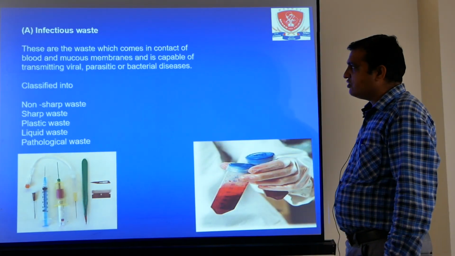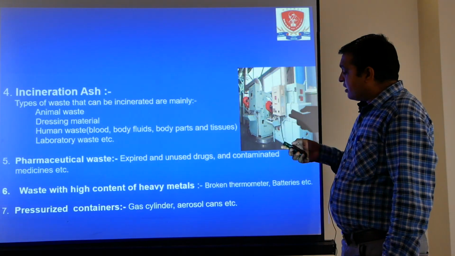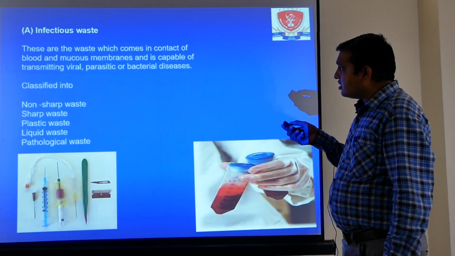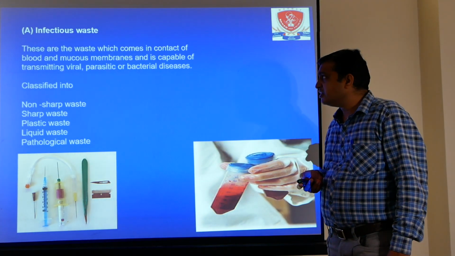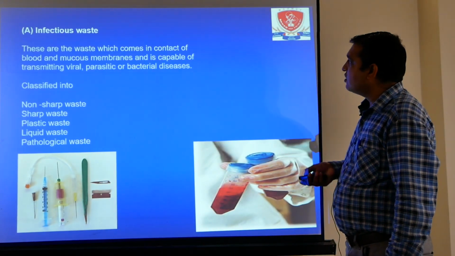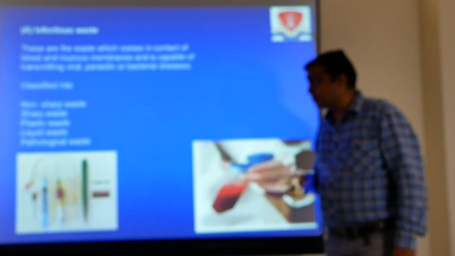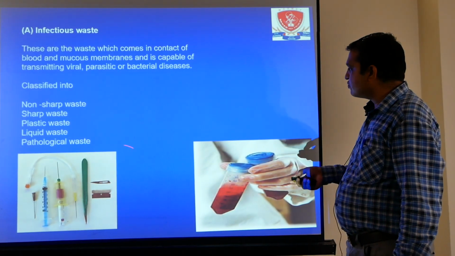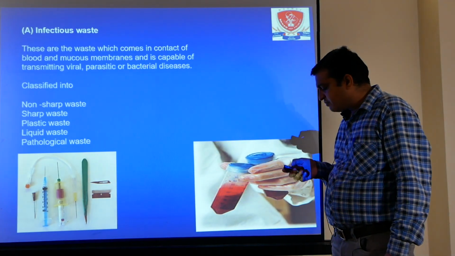Infectious waste. First are the infectious wastes. These are wastes which come in contact with blood and mucous membrane and are capable of transmitting viral, parasitic or bacterial disease. Infectious waste is classified into non-sharp waste, sharp waste, plastic waste, liquid waste, and pathological waste.